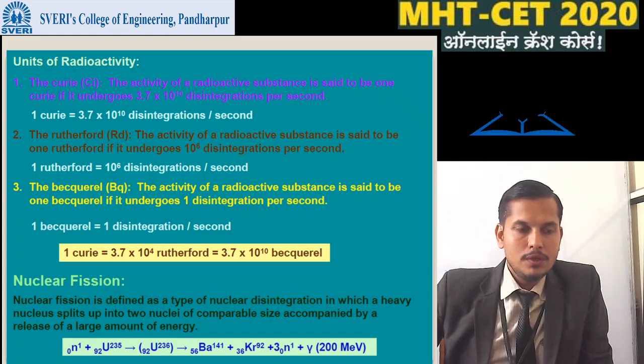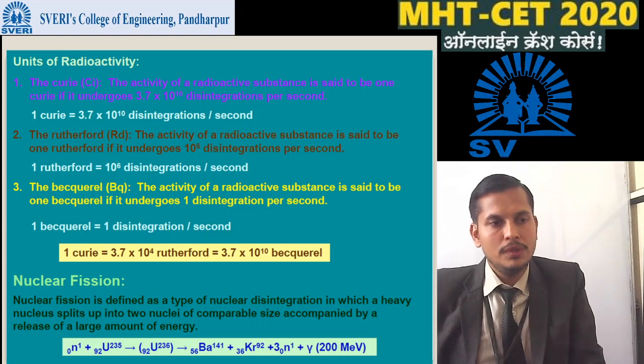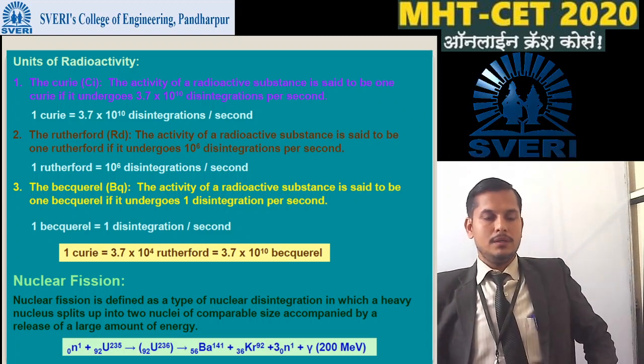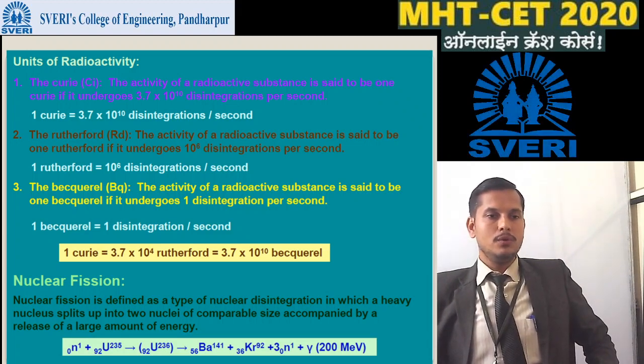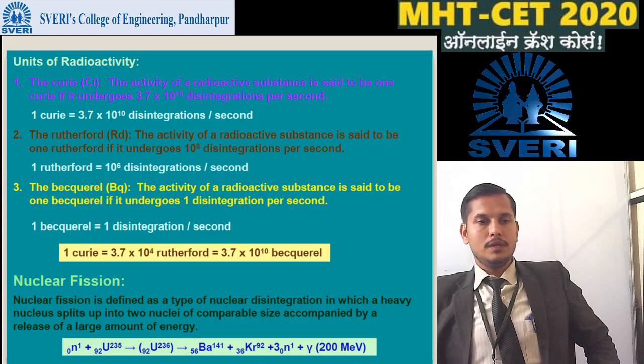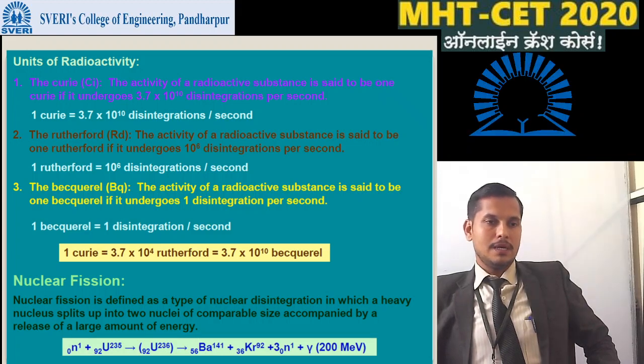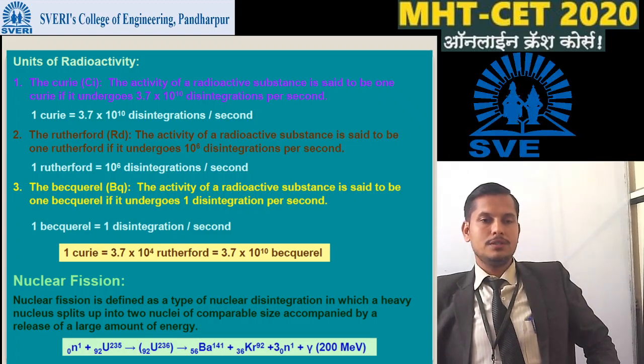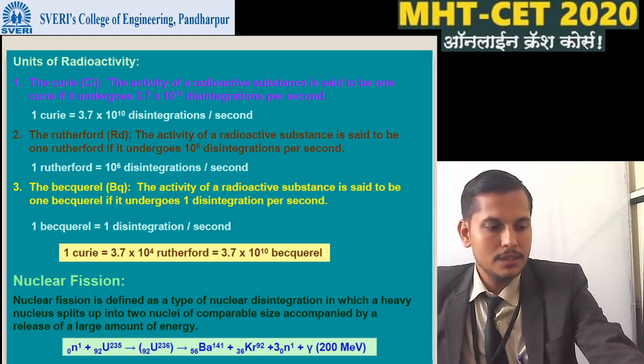So what is meant by nuclear fission? Nuclear fission is simply the splitting of a heavy nucleus into two light nuclei of comparable size, and we are getting some neutrons and a large amount of energy is released. So how much energy is released?